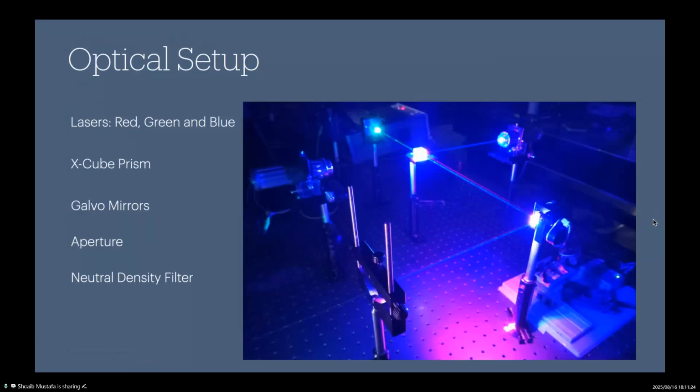And apart from the project itself, the other thing that we have is, I'm showing you the optical setup that we've set up. This maybe Dr. Tayeb would remember this from Comsat University.